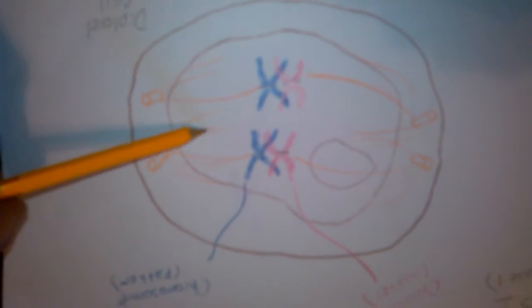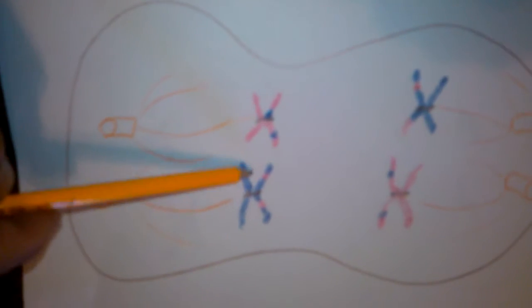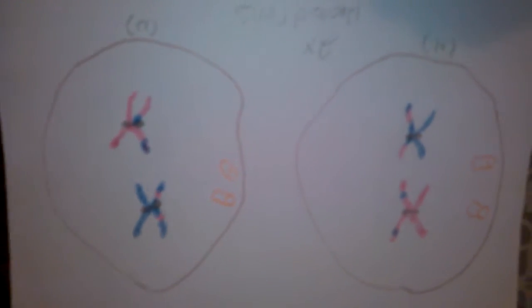Here you see they've already lined up, like you've seen here. They've lined up. The spindle fibers have connected to the centromeres, and boom, something sudden happens where they're splitting. And what happens is the double-stranded chromosomes do not split. The centromeres do not split. They just pull the homologous pairs apart to each side, which leaves two genetically different haploid cells.